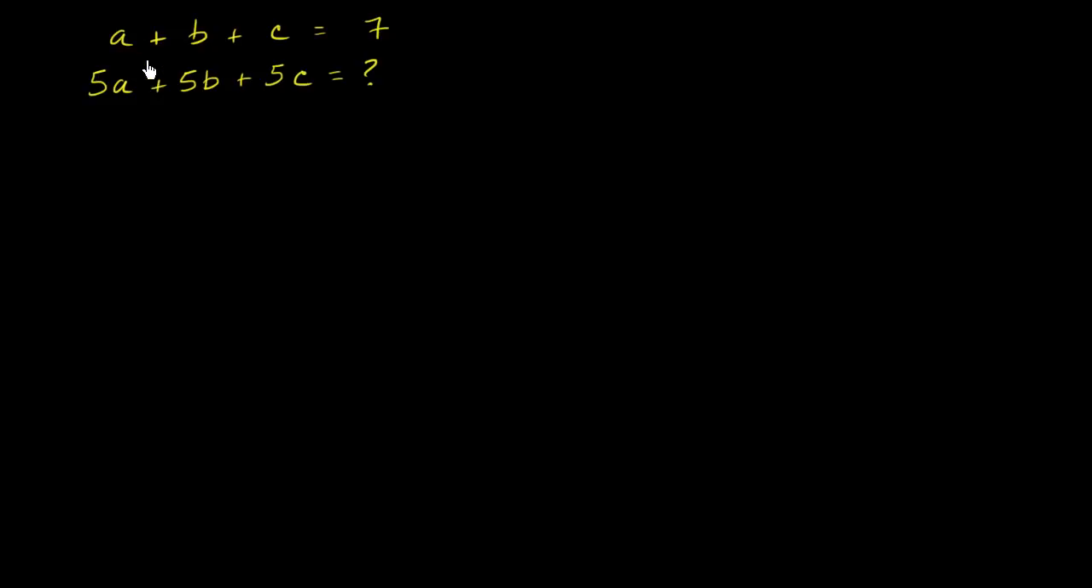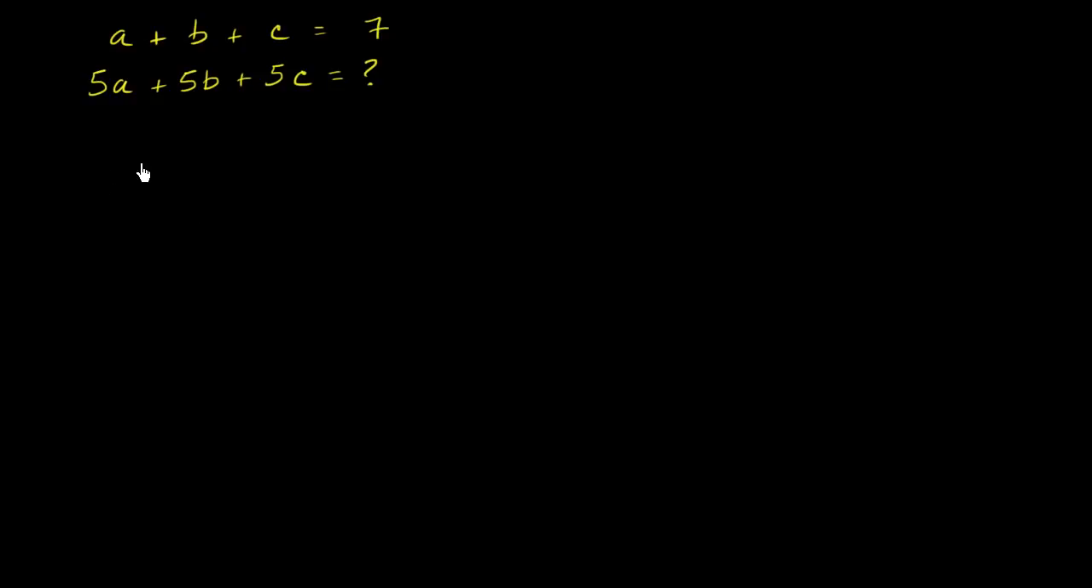They tell us a plus b plus c is equal to 7. And then they ask us, what is 5a plus 5b plus 5c equal to? The first reaction is, well, they just gave me one equation with three unknowns. How do I solve for a, b, or c? Don't I have to be able to solve for a, b, or c in order to figure out what 5a plus 5b plus 5c is? I'll let you think about that for a second.